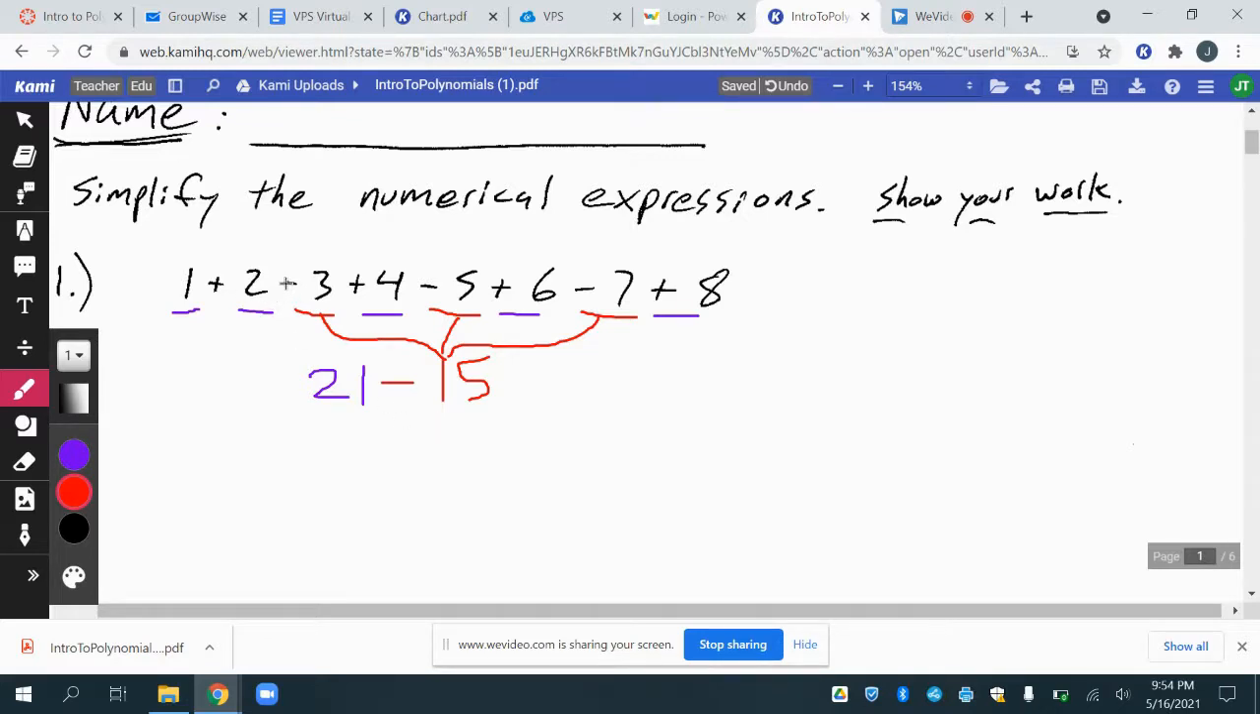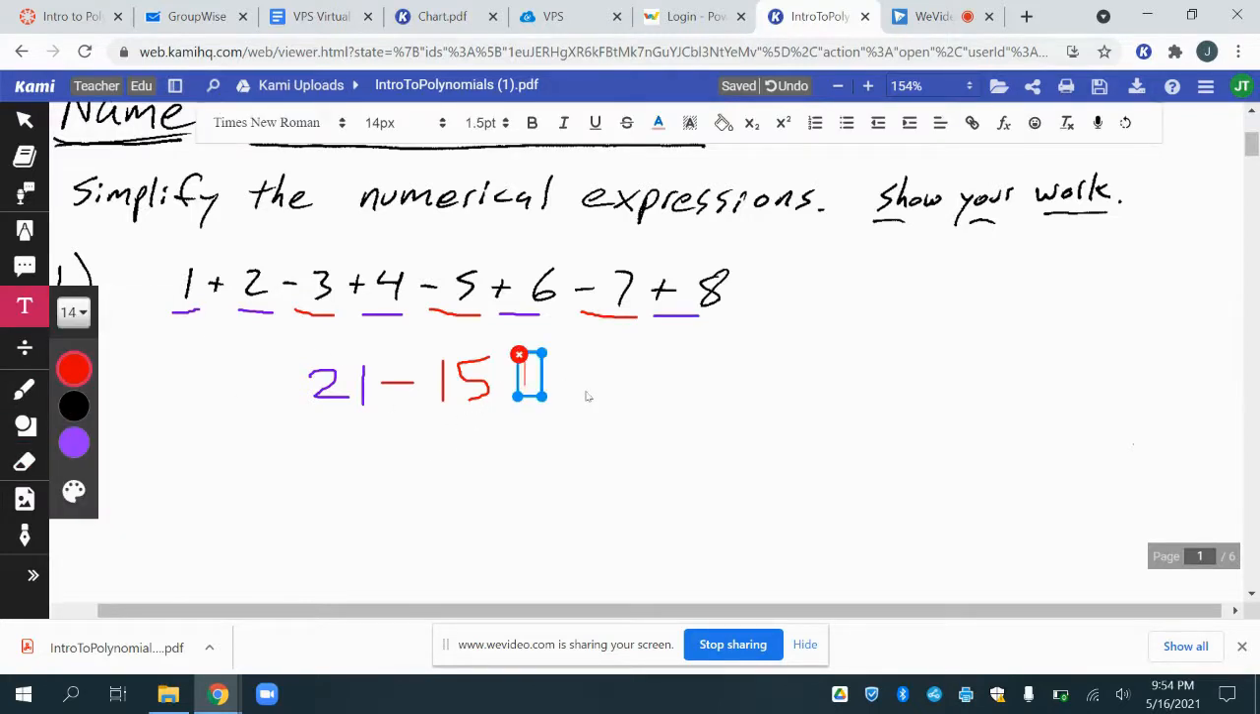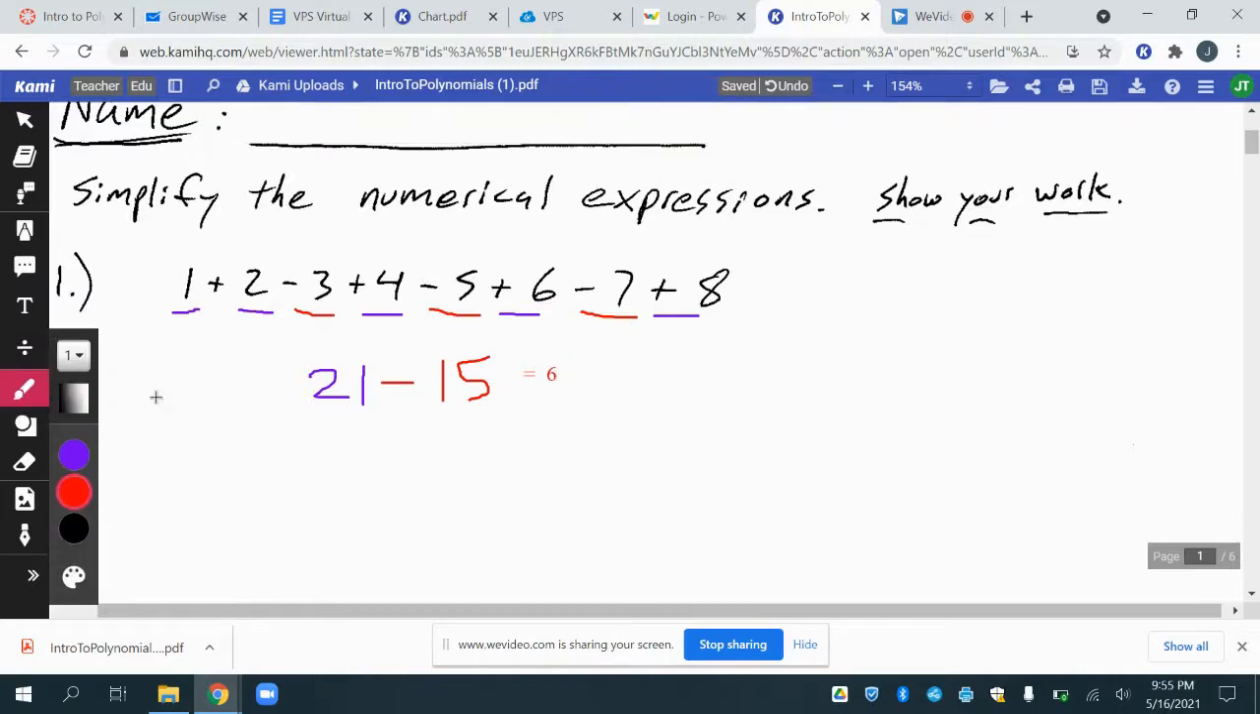I can tell this is negative because it's got a minus in front of it. That is going to be very useful in the future. Okay, so now I know 21 minus 15. Well, that is just 6. This is a good example of me showing my work. It says to show your work. Please don't just write 6. You can do something to show how you got it.